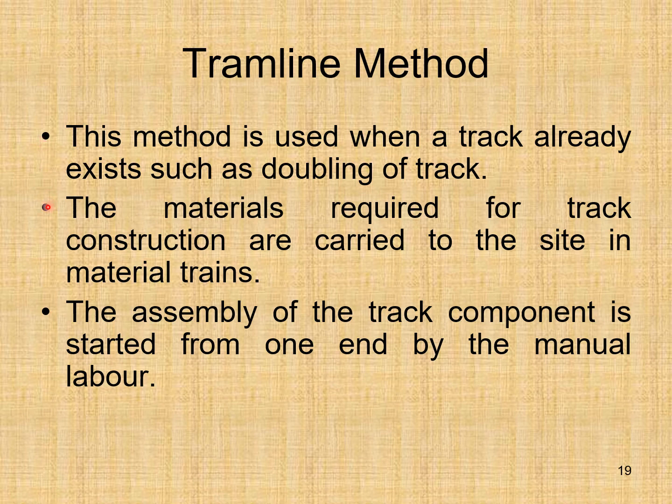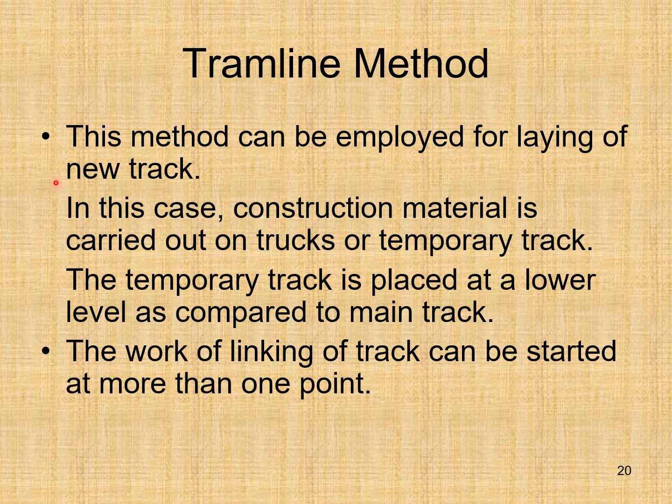The materials required for track construction are carried to the site in material trains. The assembly of the track components is started from one end by manual labor. This method can be employed for laying of a new track. In this case, construction material is carried on trucks or a temporary track. The temporary track is placed at a lower level as compared to the main track. The work of linking of track can be started at more than one point.